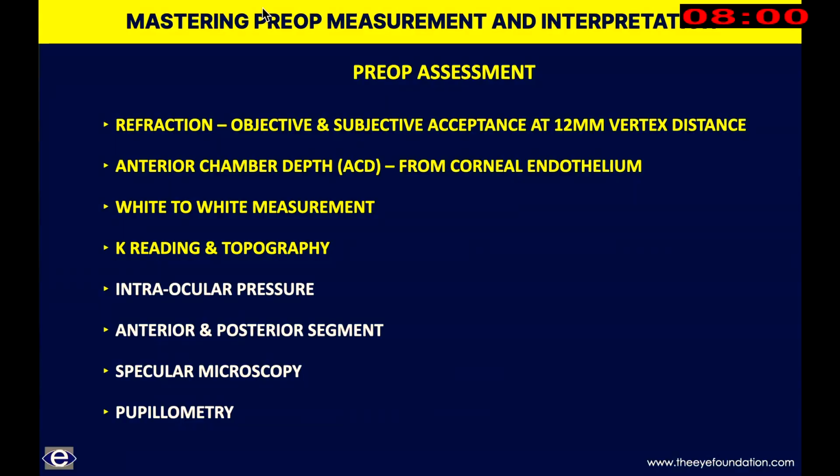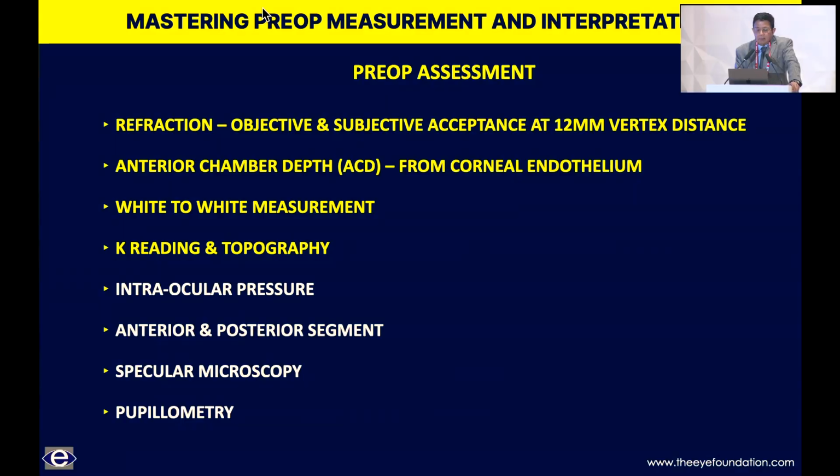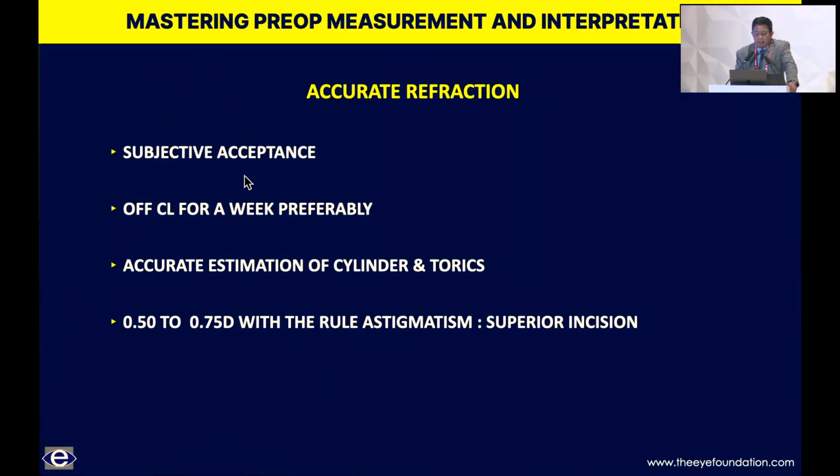I think these are the principal things that we look at in preoperative measurement: refraction, objective and subjective, acceptance at 12 millimeters vertex distance, the anterior chamber depth, which is to be from the corneal endothelium, the white-to-white measurement, and the K reading and topography. It is this white-to-white measurement, K reading, and anterior chamber depth which has a significant impact as far as the sizing of the lens is concerned. Needless to say, the other aspects of the anterior segment and the posterior segment, especially in the highly myopic eyes, have to be checked very well.